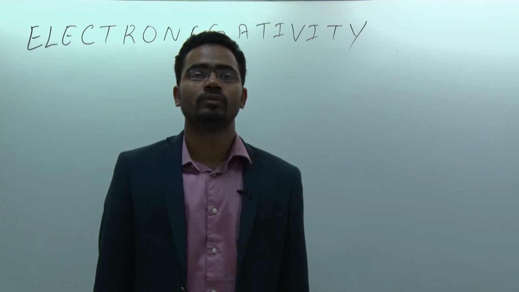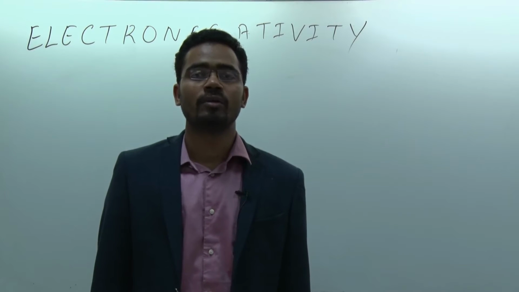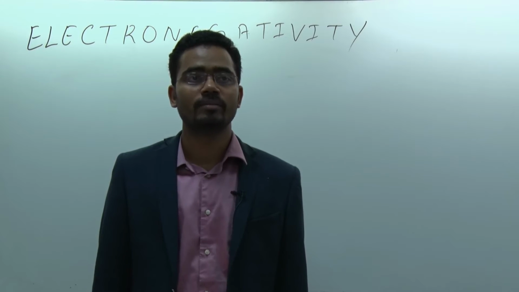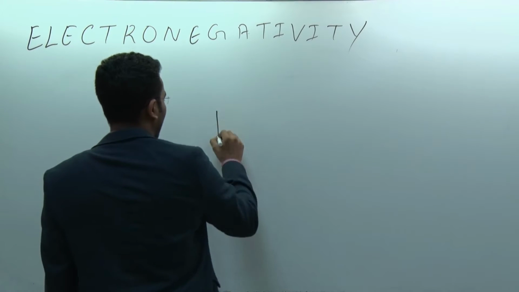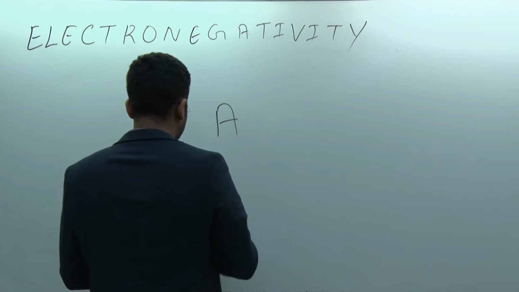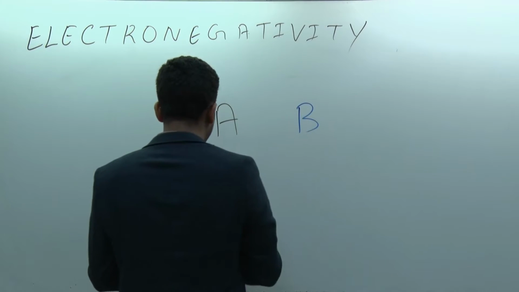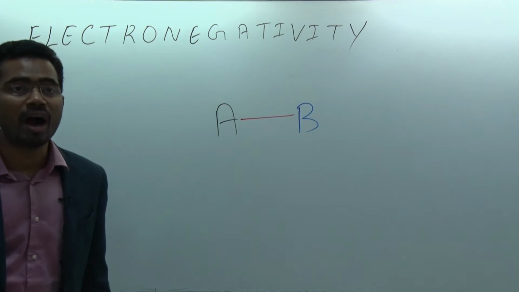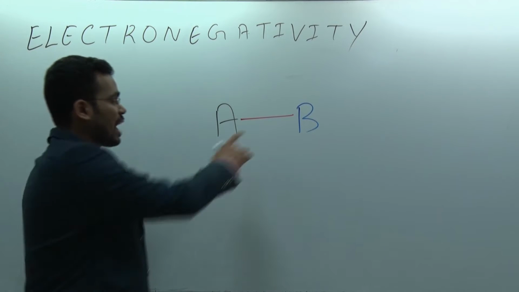Electronegativity is the measurement of the tendency of an element to attract the shared paired electron in a covalent bond. For example, if we have A and B, and there is a bond between A and B, what is the ability, the tendency, of B?